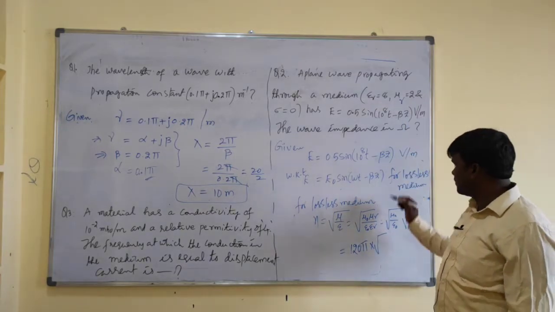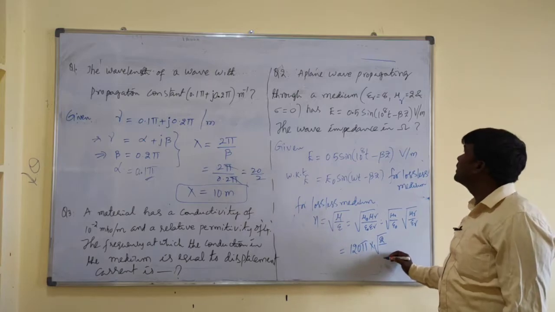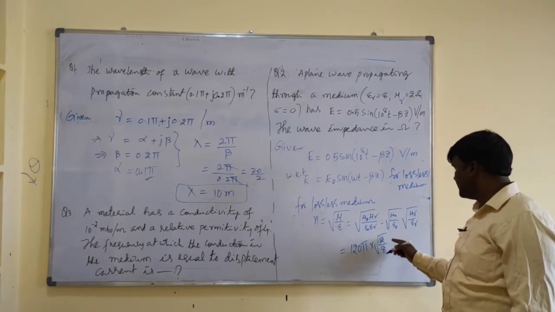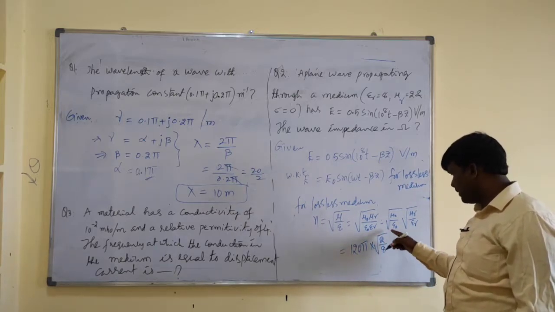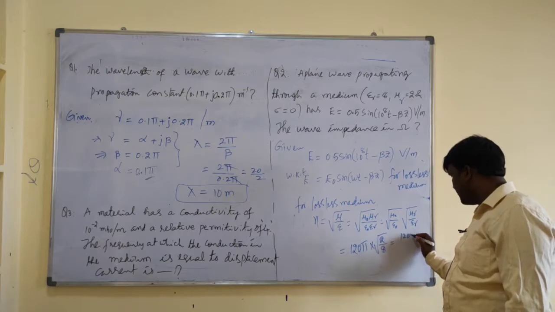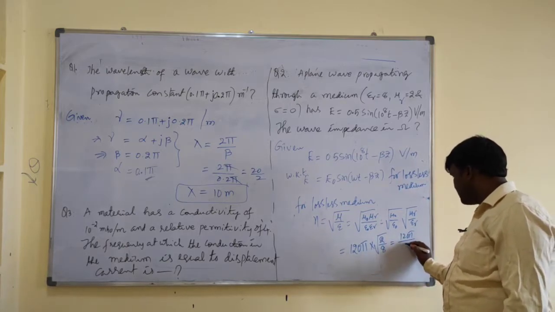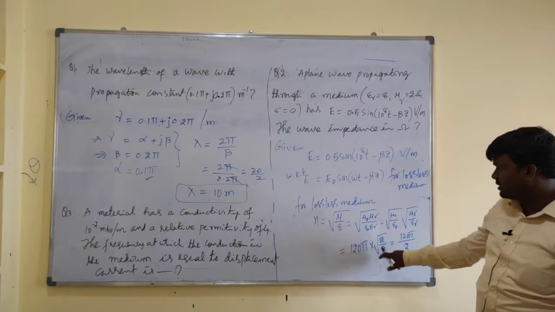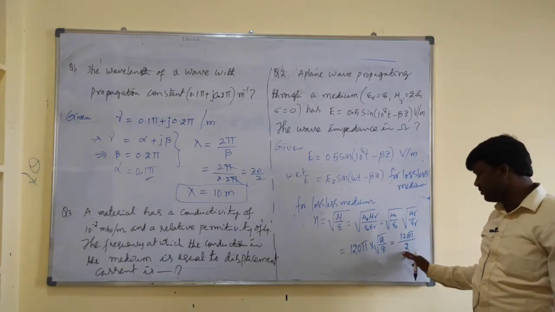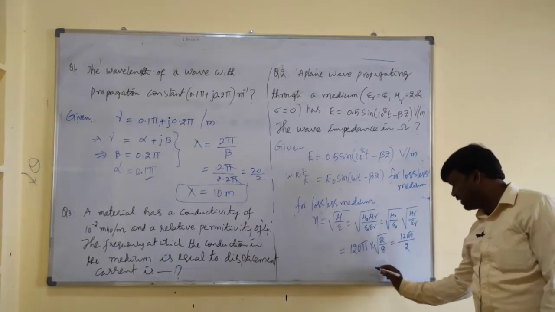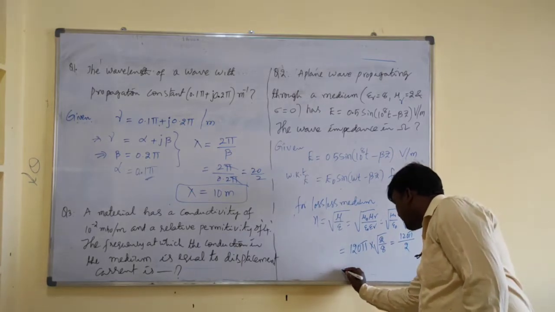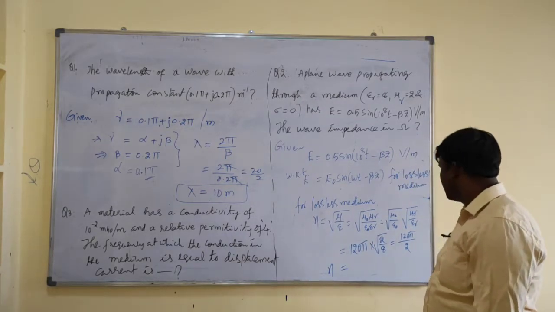And here substitute the mu r value, which is 2, and the epsilon r value, which is 8. 2 by 8 gives 1 by 4, root of 1 by 4 equals 1 by 2. So 120π by 2. Finally, we can calculate this eta as what?